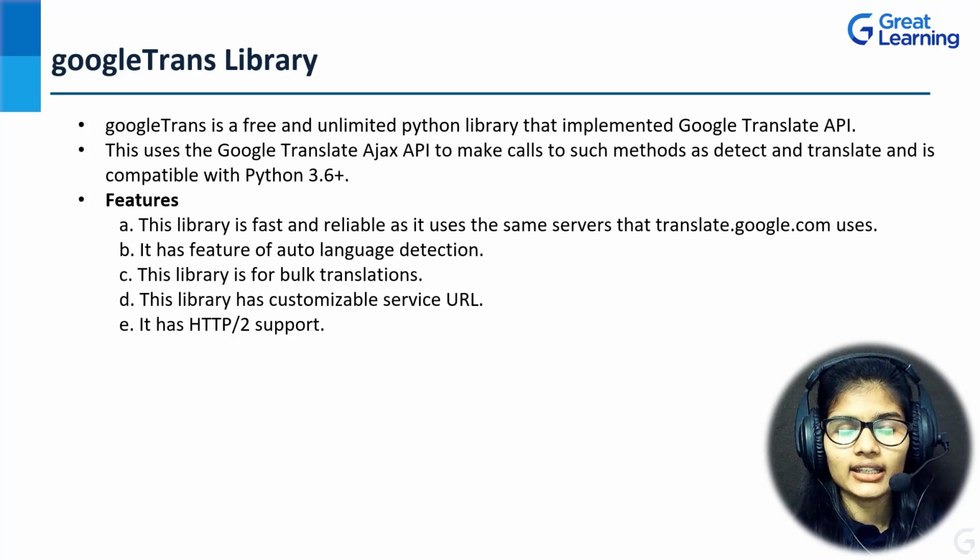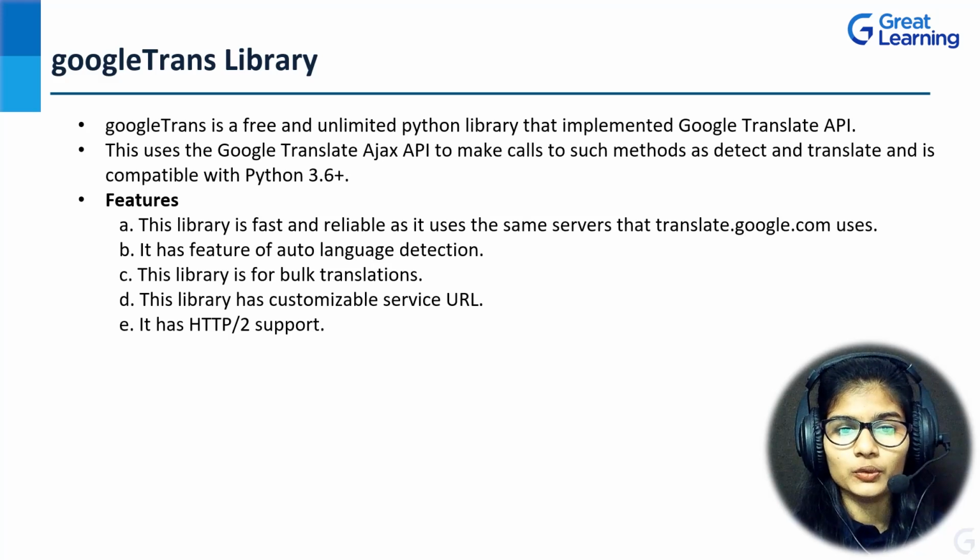This library works in a faster manner and it uses the server translate.google.com. This is the server which is used in this particular library. Now, this Google Trans library has a feature of auto language detection. It means that it can automatically detect what sort of language is written. Let's say I'm not going to declare that I'm going to put my text into English only. I'm not going to do that.